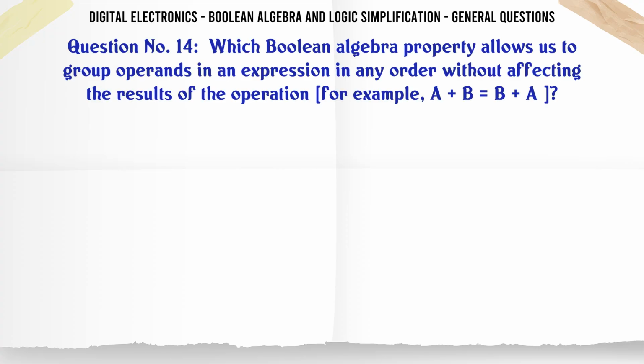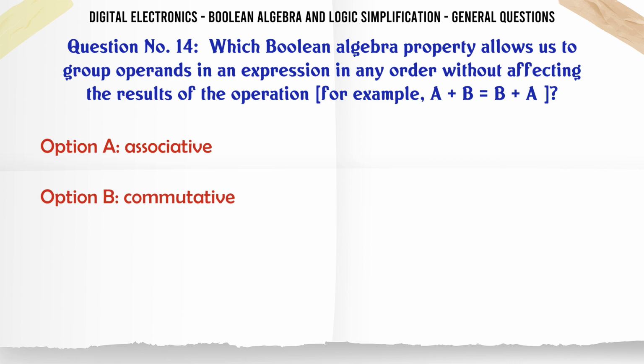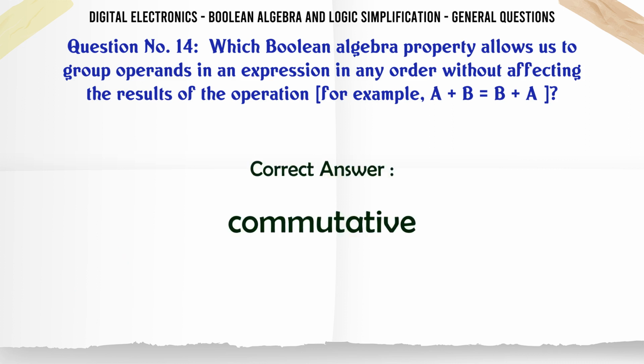Which Boolean algebra property allows us to group operands in an expression in any order without affecting the results of the operation? For example, A B equals B A. A, associative; B, commutative; C, Boolean; D, distributive. The correct answer is commutative.